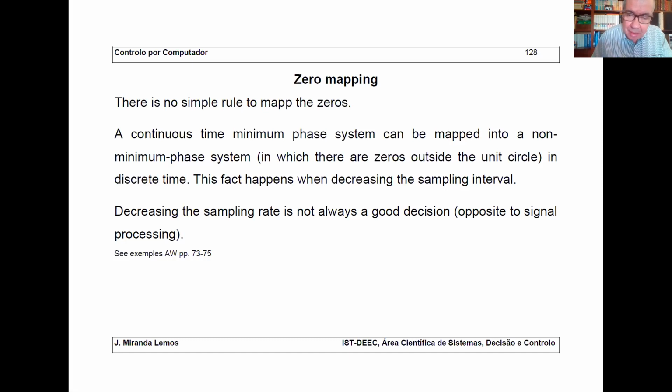And the best solution is not always to increase, but sometimes you have to decrease. So there is a compromise, okay? Not too fast to avoid these effects, not too slow because you have to capture the dynamics. So there is a compromise that depends from system to system, and then you have to do simulations to obtain the best value, okay?